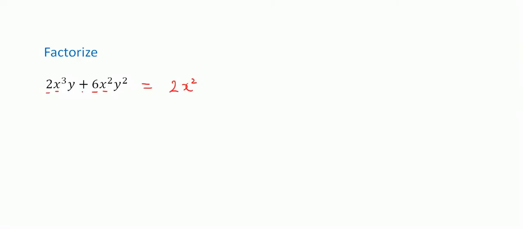And when we look at the y terms, we have y and we have y squared. So this will be y open brackets. So 2x squared y has to be multiplied by x to give us our first term, 2x cubed y, plus we need to get 6, so we need to put a 3 here, and we need to put a y here.